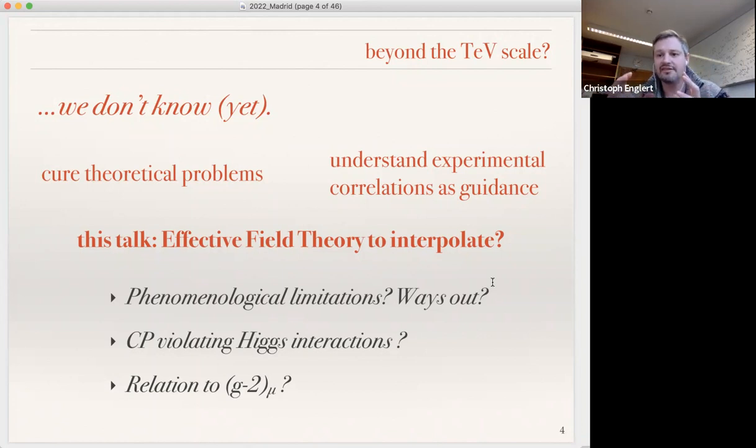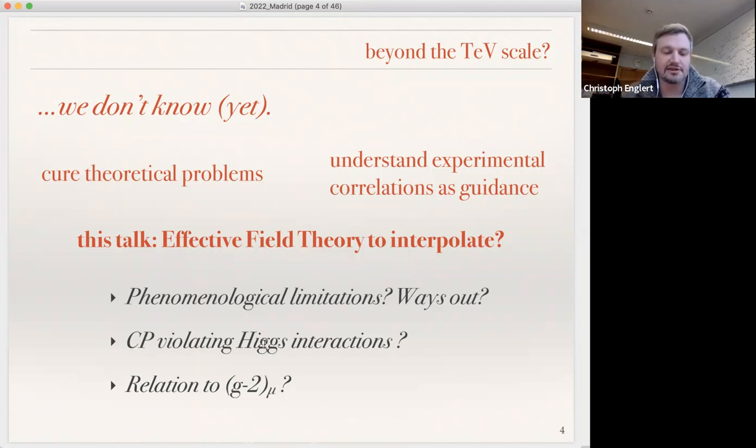What are the possible ways out for given limitations? And I want to focus a little bit on a theoretical problem that we know has to exist in nature, an additional source of CP violation. And the Higgs sector is a particularly well-motivated candidate to perhaps see that. And that also gives us another reference point to look at effective field theory from that angle.